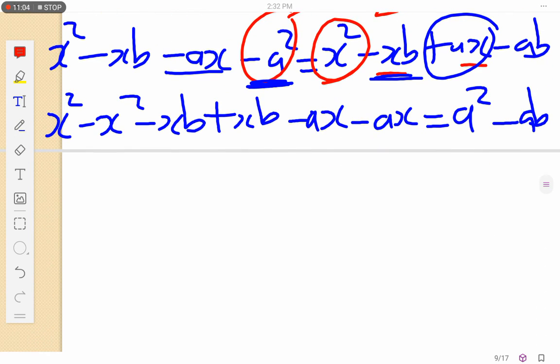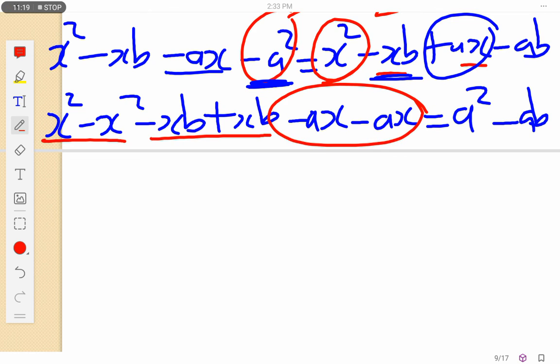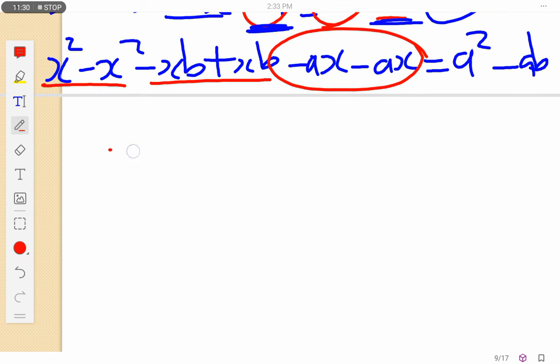X squared minus x squared, we get a 0 for the first part. Minus xb plus xb, this part we also get a 0. Then the last part, minus ax minus ax, it's as good as minus 1 minus 1, we get minus 2, so it becomes minus 2ax is equal to a squared minus ab.